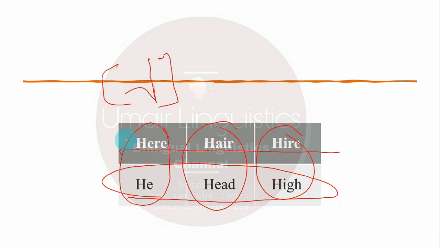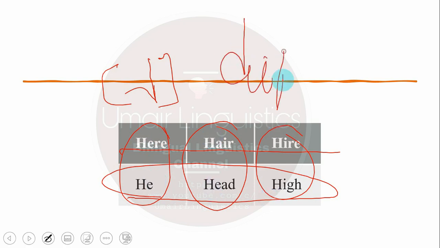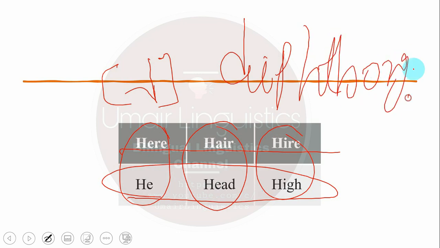However, British English speakers will not pronounce R in all of these words. So how do they differentiate? They differentiate this word from this, this from this, and this from this by what we call diphthongs. A diphthong is actually a combination of two vowels where the tongue glides from one vowel to the other. So they say here and he, like hair and head, and like higher and high.